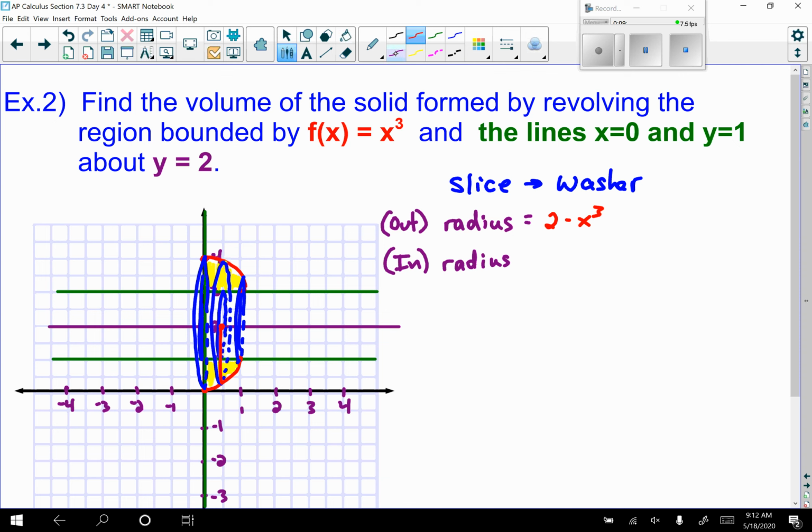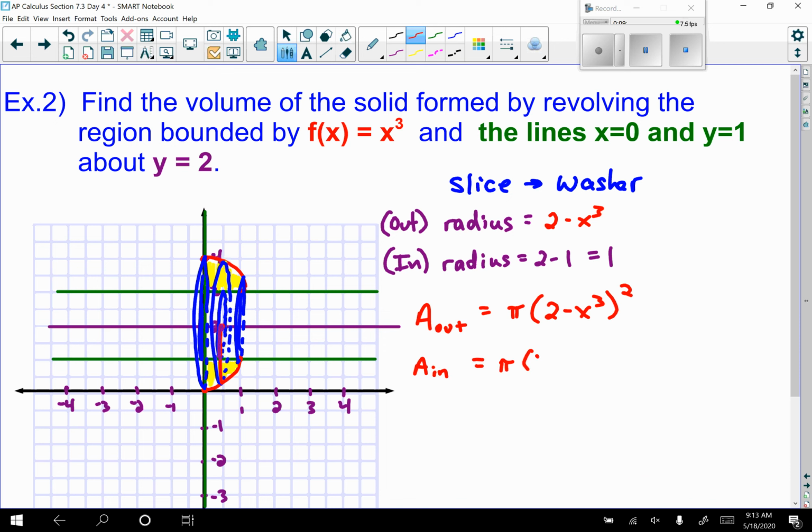And then, let me see, I'll try purple here. And then the radius of the inner circle is going to start at the 2 and just go down to the 1. So it's going to be 2 minus 1, or just 1. So then the area of the outer circle is going to be pi times my radius squared. And then the area of the inner circle is going to be pi times 1 squared, which is just pi.